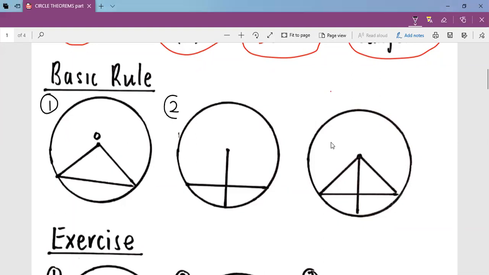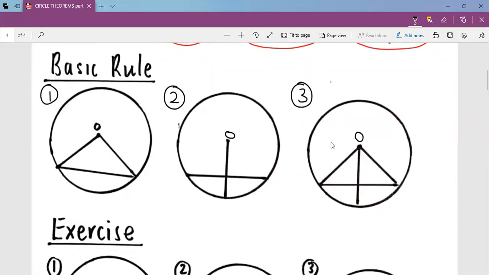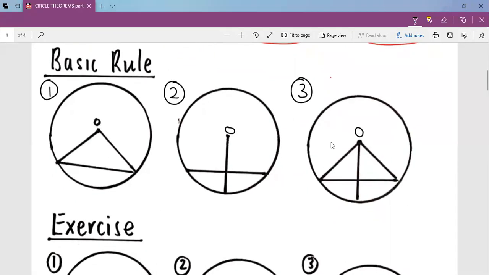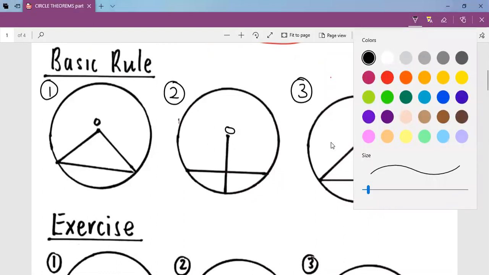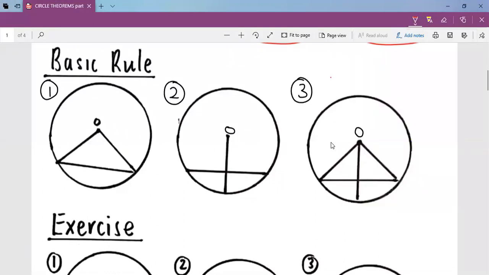At number 2, you will see a radius, which is vertical, and you will see a chord, which is horizontal. And at number 3, you will see the combination of the 2. Number 1 and number 2 are all combined together. Now let's go back to number 1. If you look properly, you see a triangle.